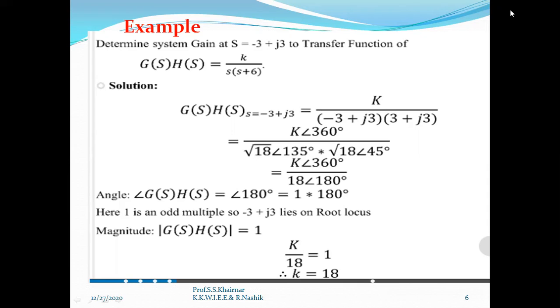How to find K? Magnitude, that is mod of G(s)H(s), is equal to 1. So K upon 18 equal to 1. 18 is this value. K upon 18 equal to 1. So what will be K? K has value 18.